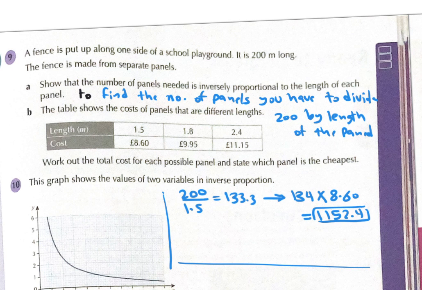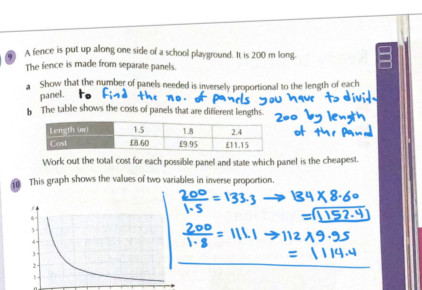Now for the second one, we need to find the number. So first 200 divide 1.8. What is the answer? 111.1. So we need 112. So to find the cost, 112 times 9.95 equals 1,114.4. Okay. This is the cost from 1.8.